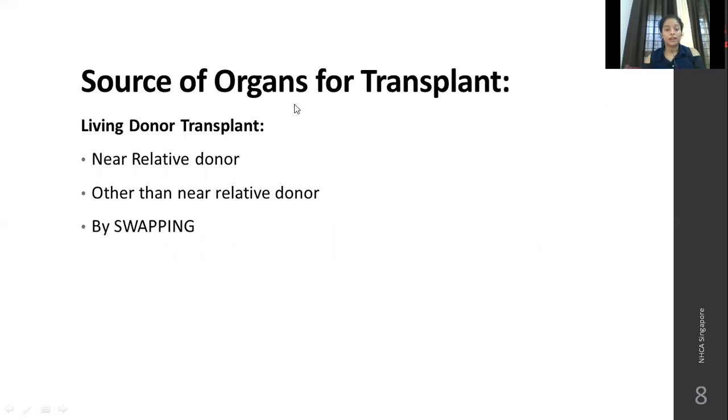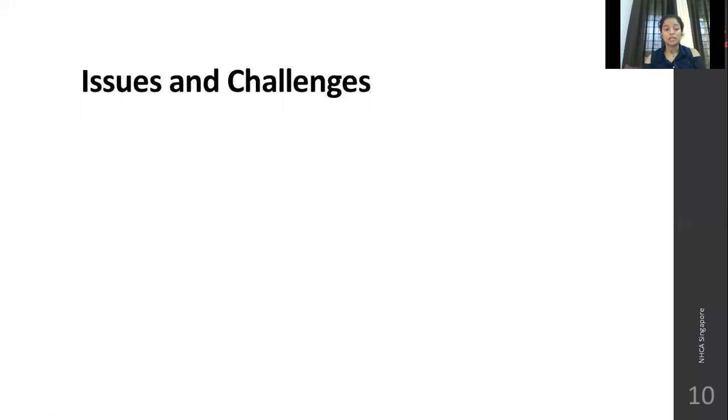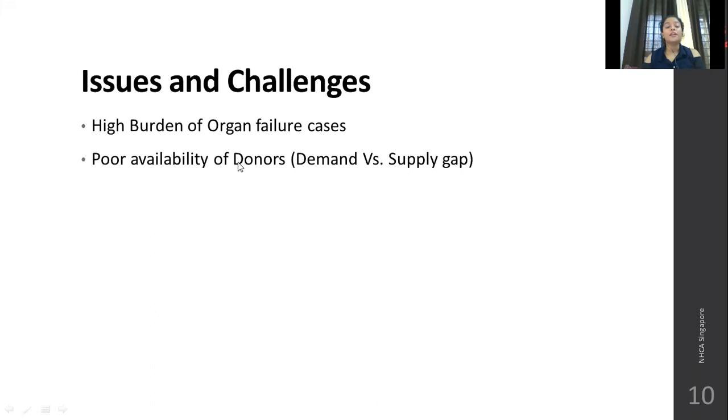Sources of organs for transplant: for a living donor, a near relative donor, donors other than near relatives, and swapping. Deceased donor transplantation: donor after brainstem death and donor after cardiac death. Issues and challenges we face in this area are the high burden of organ failure cases, over which we have very little control post-surgery, poor availability of donors, that is the demand versus supply gap, and lack of awareness of the concept of brainstem death.